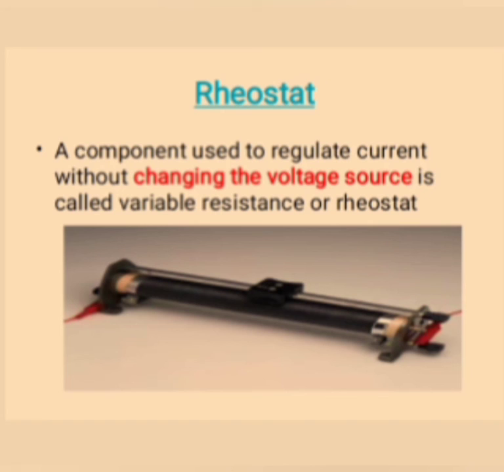It is necessary to increase or decrease the current in an electric circuit. So, a device called a rheostat is used. What is a rheostat? A rheostat is a component used to regulate current without changing the voltage source. It is called variable resistance, or a rheostat.